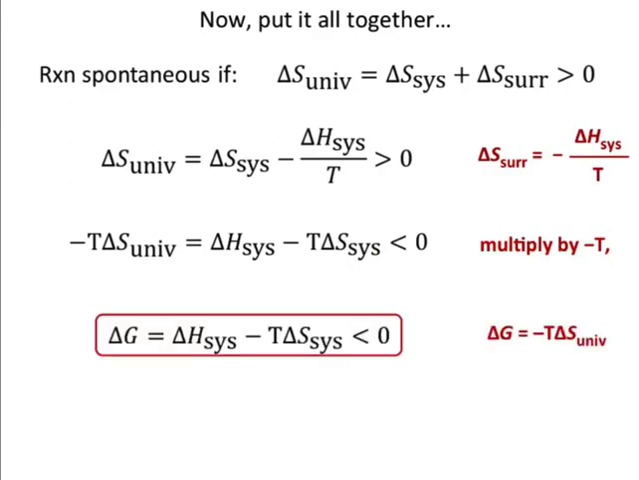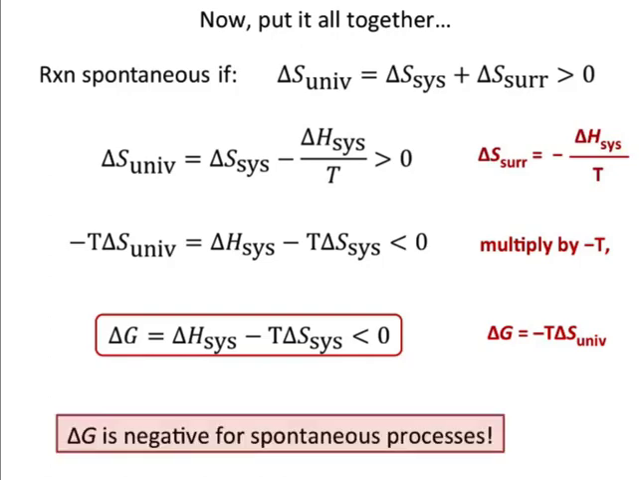So what we're going to do is call this a new function. This is the Gibbs free energy, and it's equal to negative T times delta S of the universe. Nobody ever really thinks about that. We just think of what is the Gibbs free energy for this process. So now, the big kicker here is that delta G is negative for a spontaneous process, so less than 0.